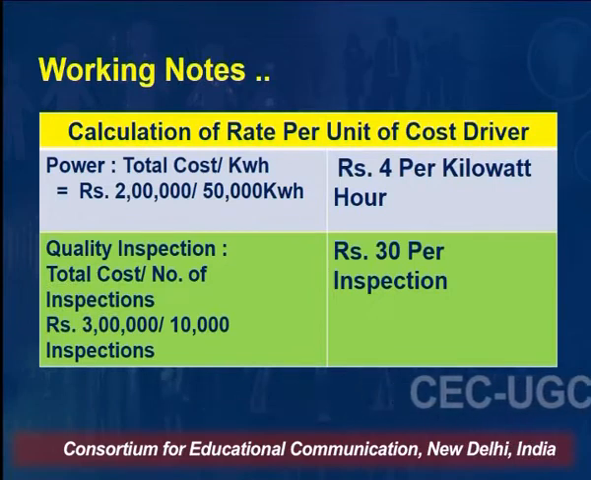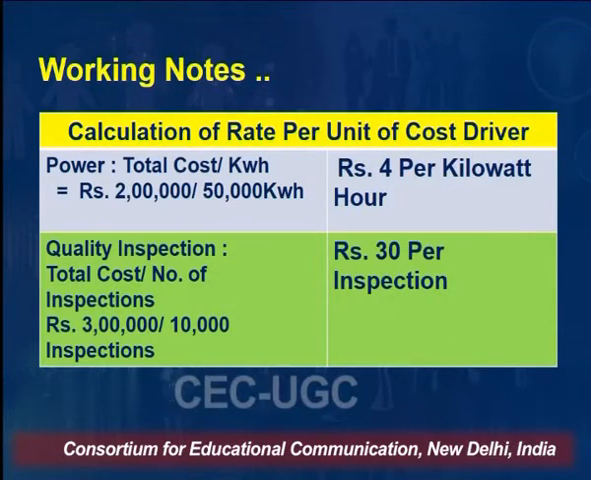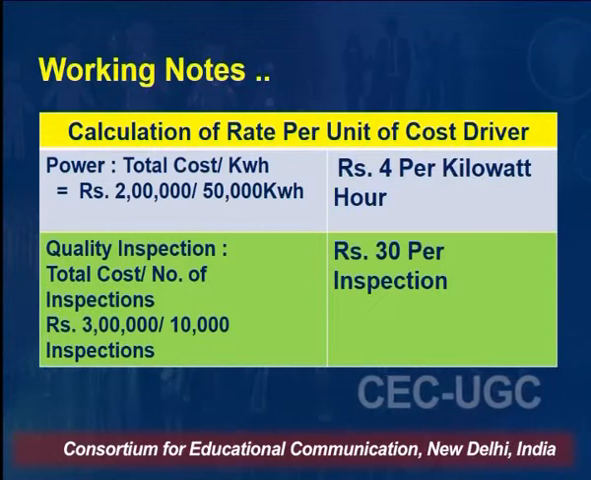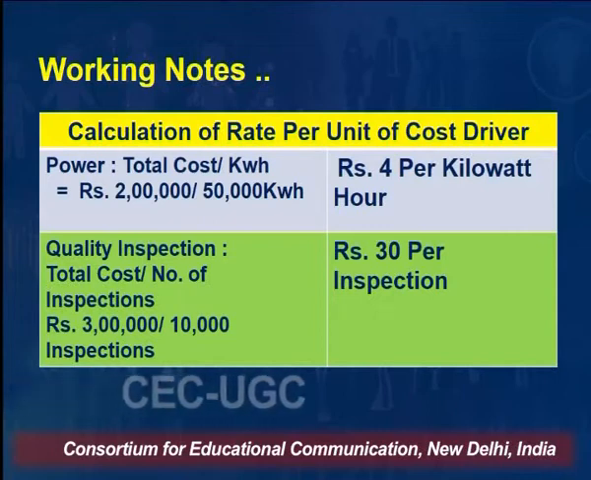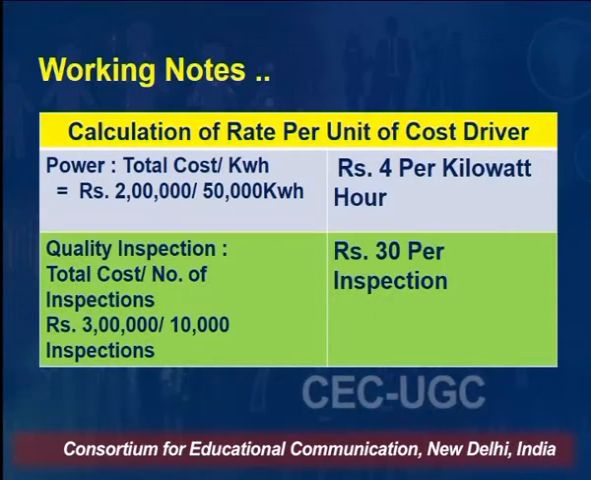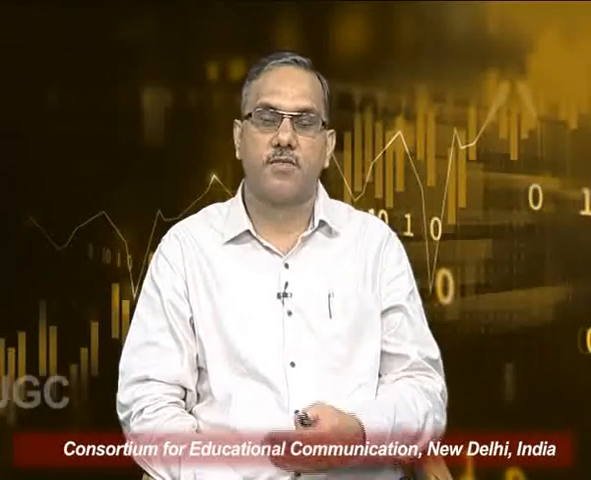Because on this rate only we can do the further allocations. And for quality inspection, the same process: take the total cost of quality inspection, that is rupees 3 lakh, and divide it by the total number of inspections, whatever your capacity is, that is 10,000 inspections, and the rate comes to be rupees 30 per inspection. So if you have one inspection, your cost will be rupees 30, and if you are consuming 1 kilowatt hour of power, your cost will be rupees 4. It is as simple as this.